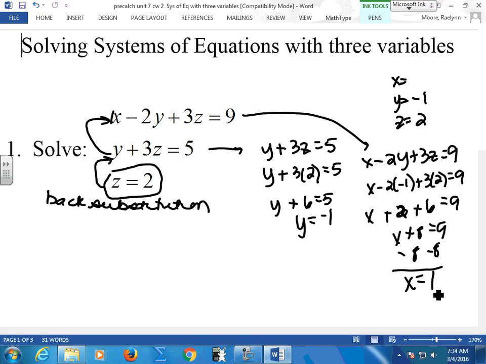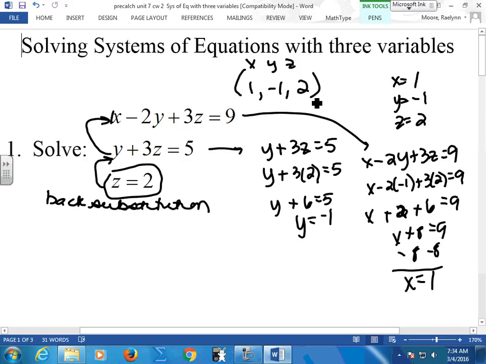Okay, so now, here's your answers. What you can do to give me the solution is to hook them up like this, in XYZ format. And you don't have to write the XYZ. You just leave it in this format. It just has to follow X, Y, and Z. Does it make sense? Okay, this is a nice one. Back substitution.